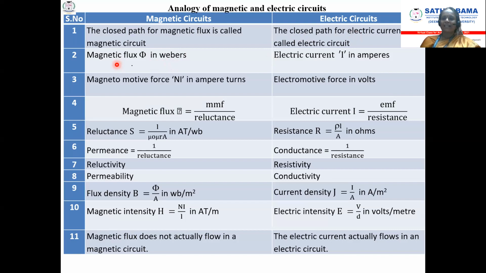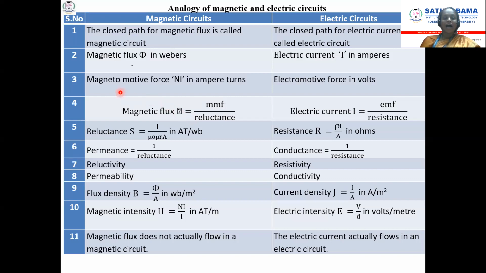Here the magnetic flux unit is Weber. And here electric current, capital I, is what we denote, and it is in ampere. Okay, if possible you take it down, or else I will share the PPT, but you have to understand what the analogy, similarity or dissimilarity is.